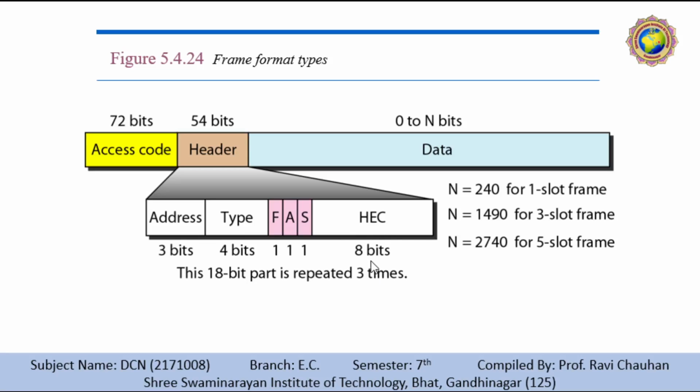HEC. The 8-bit header error correction subfield is a checksum to detect errors in each 18-bit header section. The header has 3 identical 18-bit sections. The receiver compares these 3 sections bit by bit. If each of the corresponding bits is the same, the bit is accepted. If not, the majority opinion rules. This is a form of forward error correction for the header only.